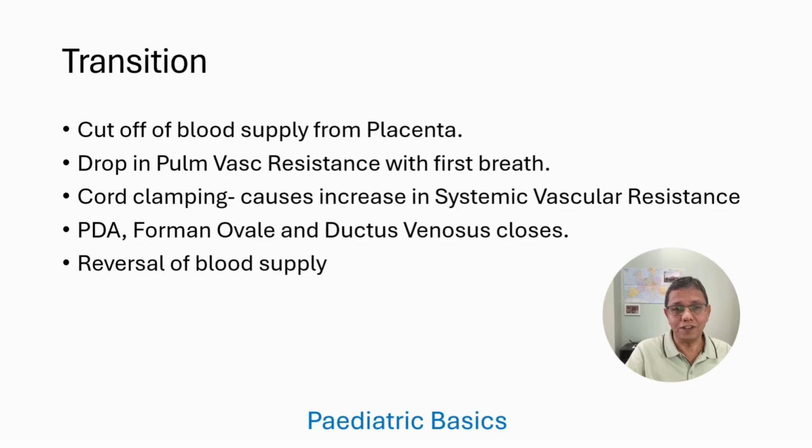The lungs start working, and the oxygenated blood starts going to the left side of the heart, that is the left atrium, left ventricle, and then into circulation. The patent ductus arteriosus, the foramen ovale, and the ductus venosus are practically not needed, and that's why they get closed in different ways. There is vasoconstriction of the patent ductus, the foramen ovale flap is closed, and the ductus venosus gets constricted, and there is a reversal of the blood supply which was happening in the fetal period.